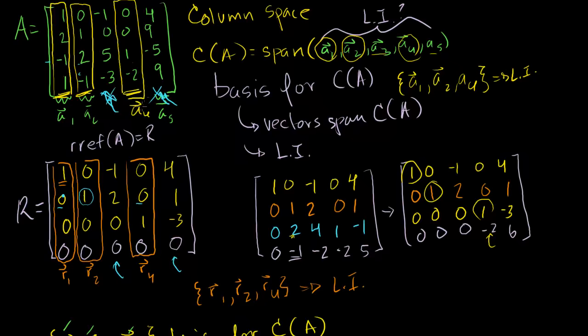Hopefully this didn't confuse you too much, because the idea is very simple. Take A, put it into reduced row echelon form, and see which columns are pivot columns. The corresponding columns in A are going to be a basis for your column space. If you want to know the rank of your matrix, you can just count them, or even just count the number of pivot columns you have in your reduced row echelon form. So that's how you do it. In the next video, I'll explain why this worked.